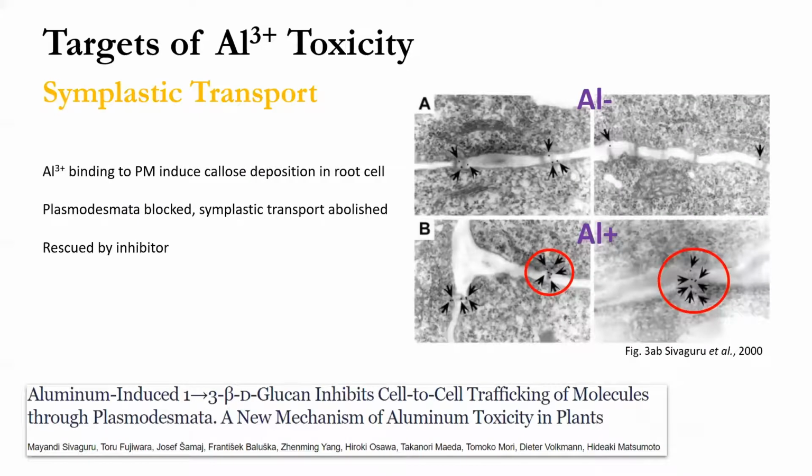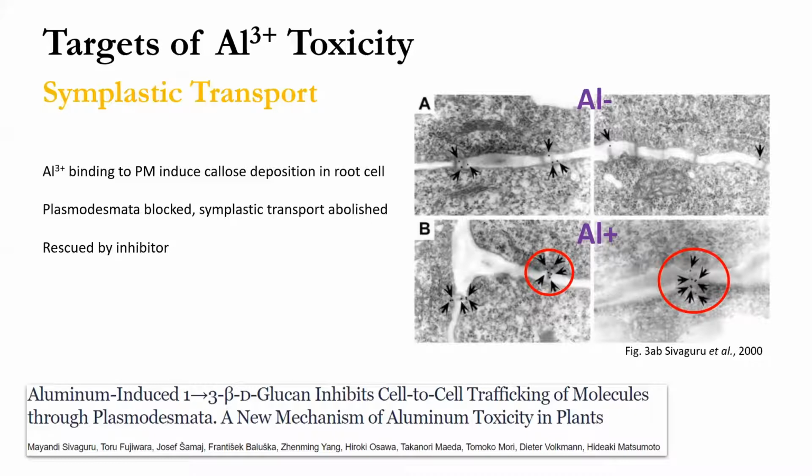All right, symplastic transport is another major process that is affected. This is because aluminum binding to the membrane induces excessive callose deposition in the root cells. Remember from plant physiology course that callose is the stuff used to seal off damaged or infected vessel elements in xylem. And here it really blocks plasmodesmata in root cells, which abolishes symplastic transport.